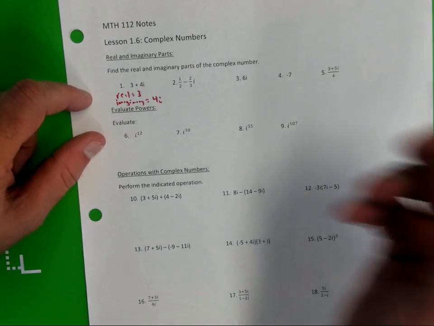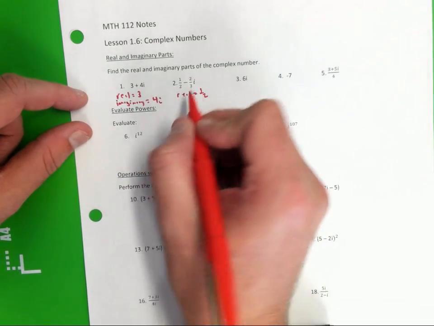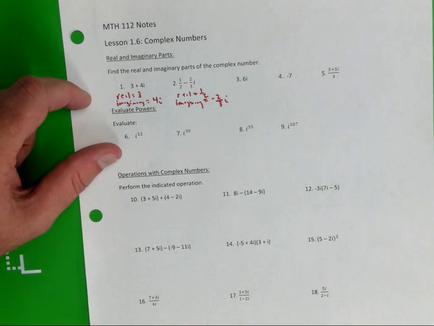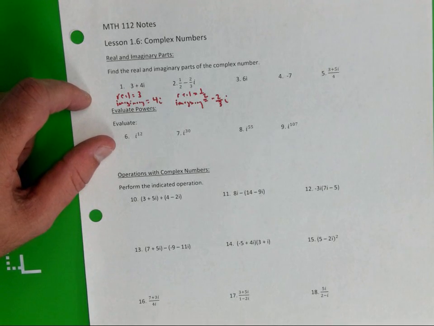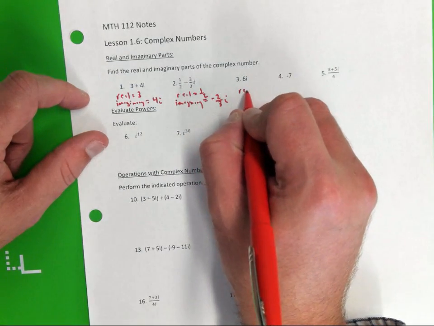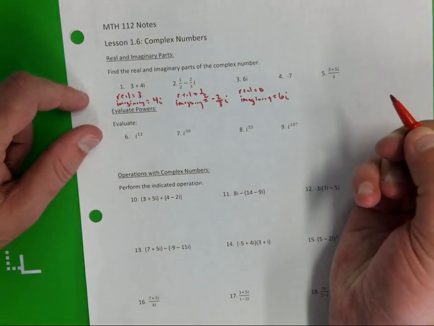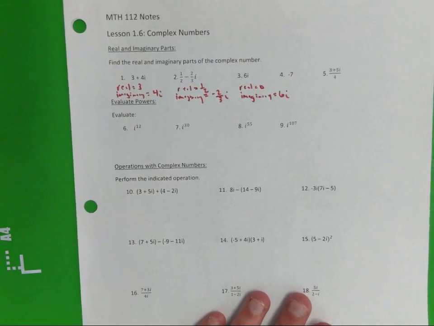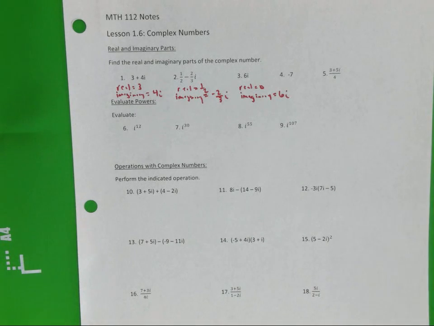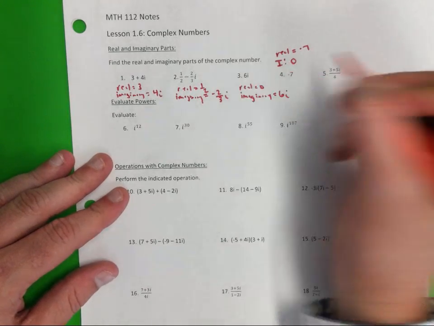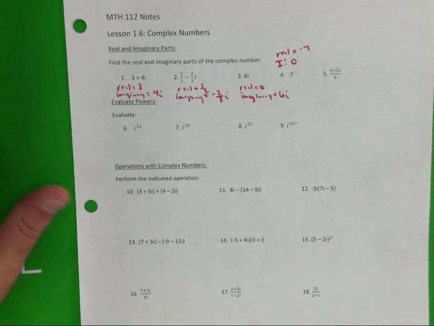Alright, number 2. What's my real? 1/2. My imaginary is what? That's all we're doing here. Number 3. You said, Miss Chester, that's not a complex number. It's all imaginary. Well, it has a real part. What's your real part? 0. So real is 0. Imaginary is 6i. Number 4. -7. What's my real part? What would be my imaginary? 0. 0 or 0i. I'll just put 0 because it's not there.